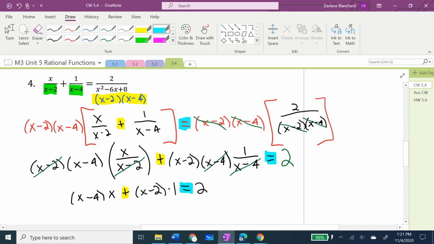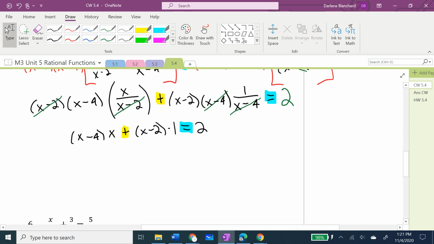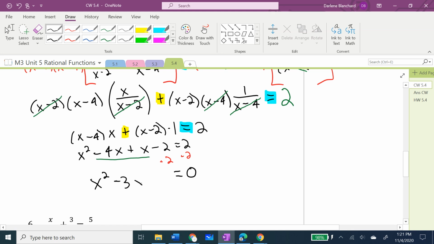And now I'm at the point where I have a polynomial equation, and you have been doing this. So I'll do that a little bit faster. Distribute the x over the subtraction to get x squared minus 4x. And I need to subtract 2 from both sides of the equation so that I get my polynomial set equal to 0. And while I'm subtracting that 2, I'm going to bring together my like terms. I have an x squared. Negative 4x plus x gives me negative 3x. And then negative 2 minus 2 gives me minus 4.